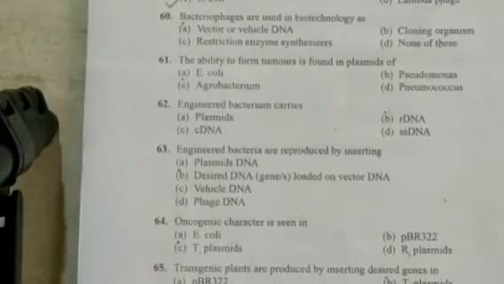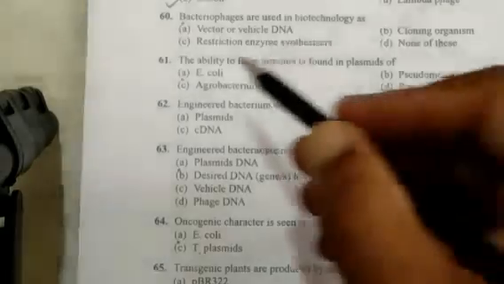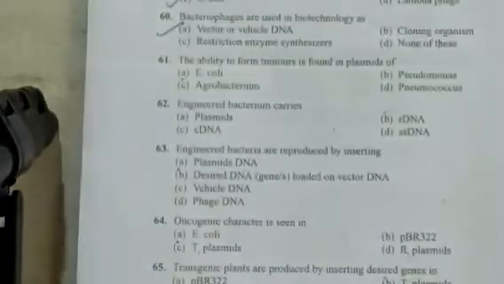Next question. Bacteriophages are used in biotechnology as: A, vector or vehicle DNA. Of course, you know bacteriophages are used as vectors. B, cloning organism. C, restriction enzyme synthesizers. And D, none of these. Bacteriophages are used as vectors or vehicles, so vector or vehicle DNA.